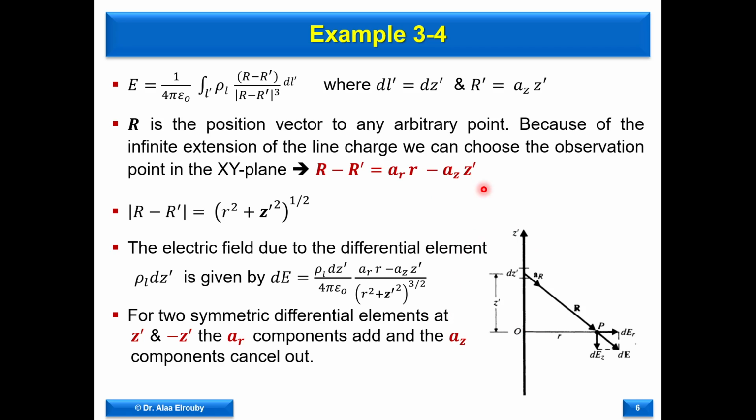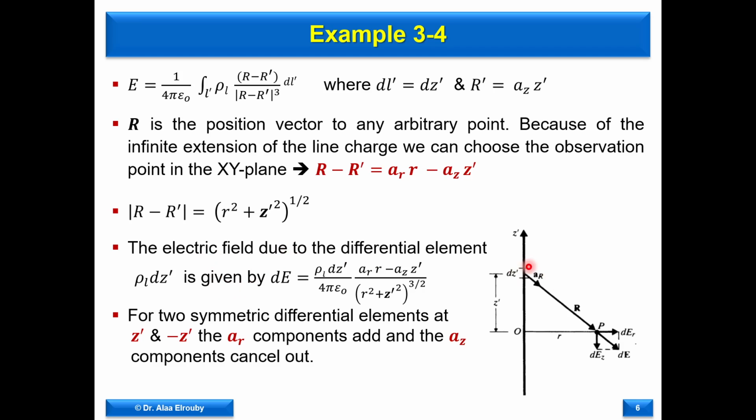But anyway, let us now move systematically. We expressed r and we expressed r prime. The difference r minus r prime would equal r ar, where r is the distance from the origin to the observation point. It is in the r direction because the point is in the xy plane. R prime, we have it here. So the magnitude of this vector equals the square root of r squared plus z prime squared. Very important, this is z prime.